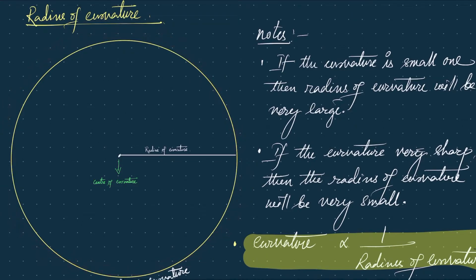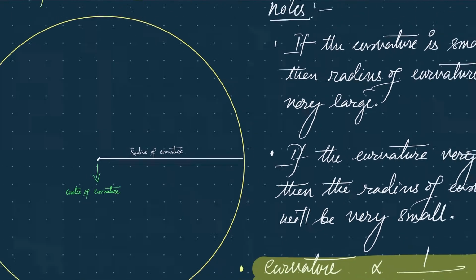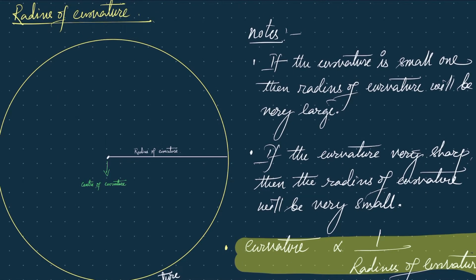In this circle there is one center point that is called the center of curvature. From the center of curvature, if you extend one line up to this boundary, you are going to get the radius of curvature. Okay, you can see the radius of curvature here. I have written it. Now you can see the notes here.